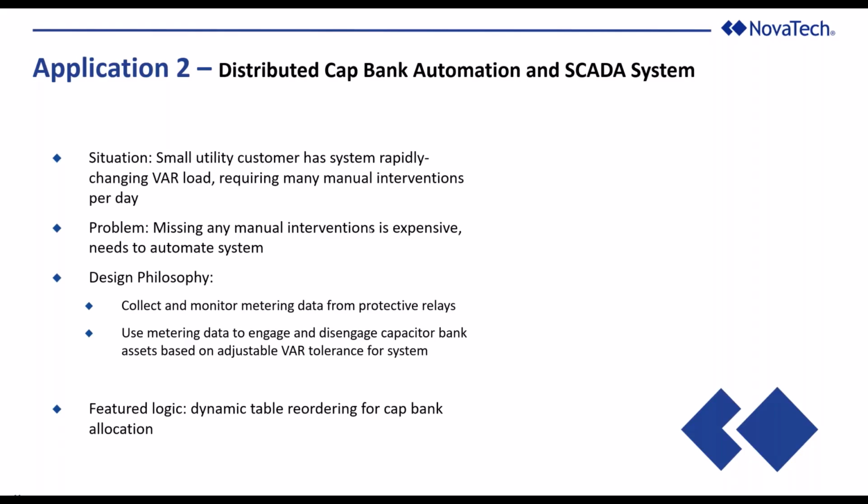The utility, this municipal, is a customer of a larger utility, and they would be penalized if they were off. So they were doing 20 to 30 manual interventions a day. It was not sustainable. So they needed automation. NovaTech stepped in and helped them with that. Kind of the idea was we would collect and monitor their metering data from protective relays, and we would use that data to engage capacitor banks or disengage.